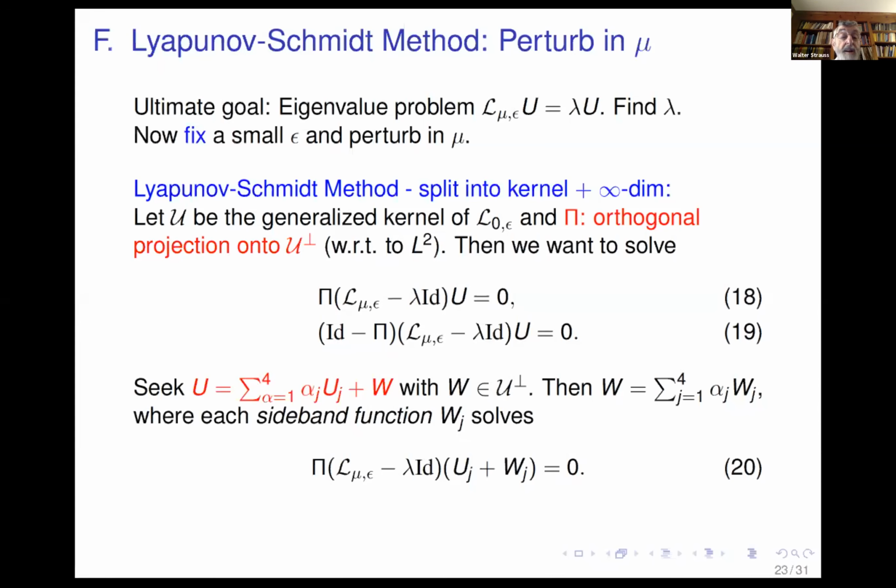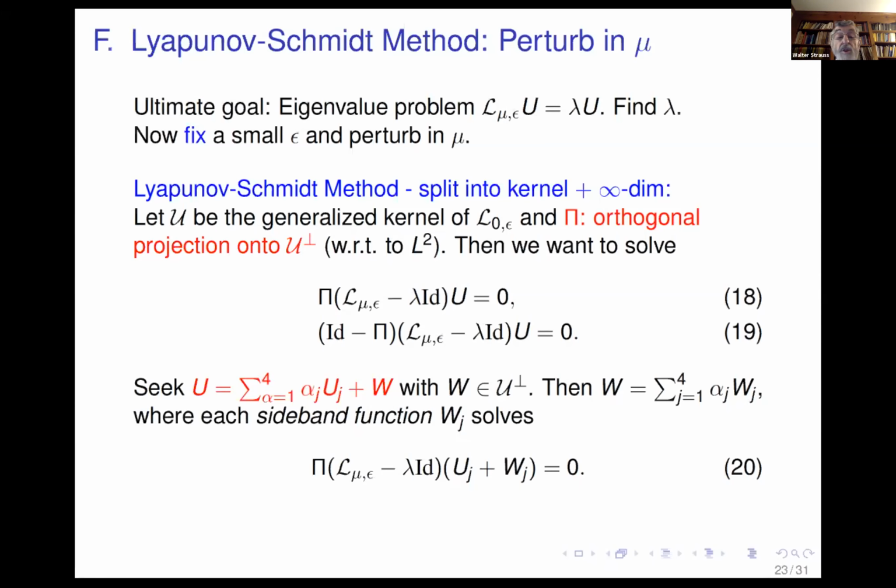What one does in Lyapunov-Schmidt is one writes down a solution U of the system as a linear combination of the UJs, the four-dimensional guys, plus an infinite dimensional remainder W. And then by linearity, W is a linear combination. And therefore WJ, what I'm calling WJ, J equals 1 through 4, satisfies 20.